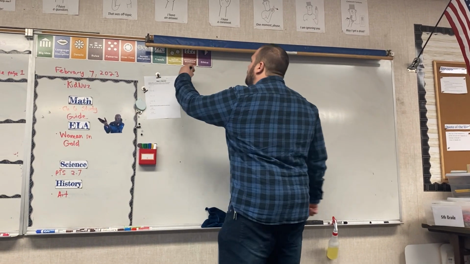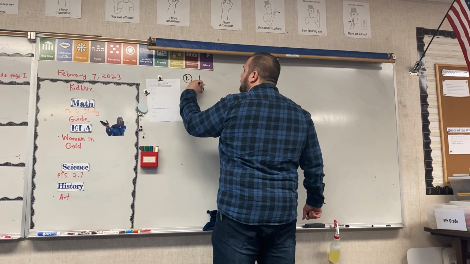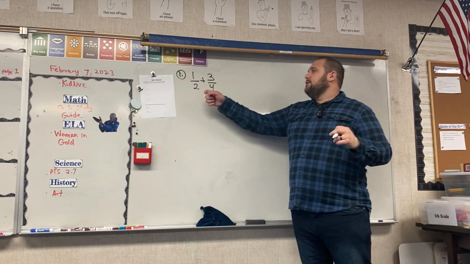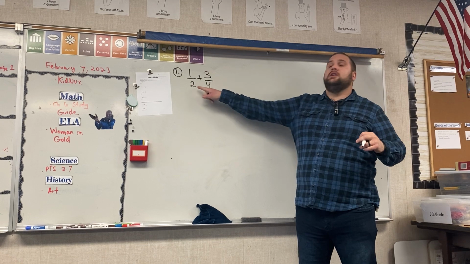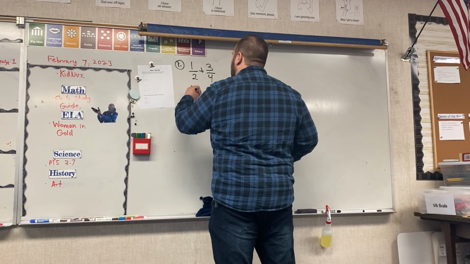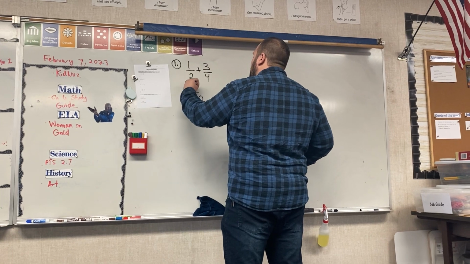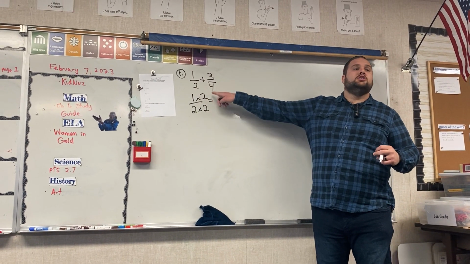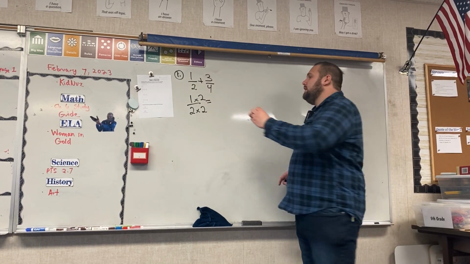Number 1 is 1/2 plus 3 over 4. What do we have to do? We have to find a common denominator. 2 goes into 4, so we can do that. Two times. Yep, so we do 1/2 multiply. Remember, whenever you do the bottom, you gotta do the top. So multiply 2 by 2 to get it.